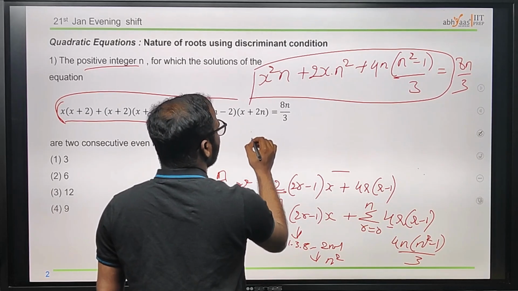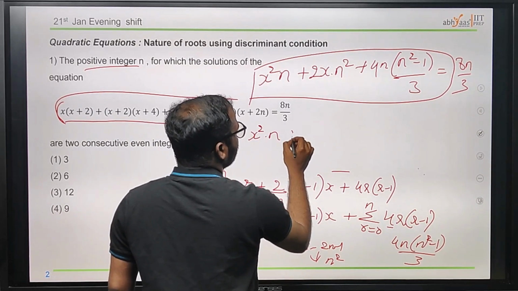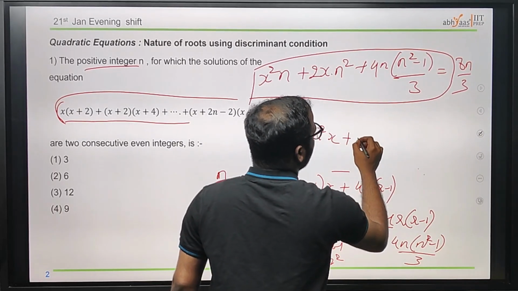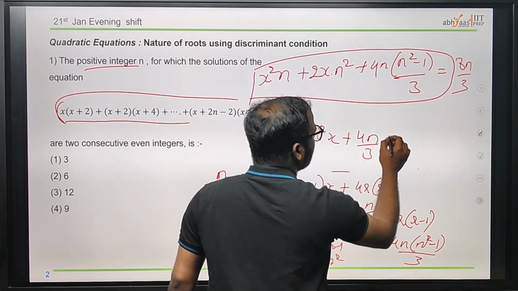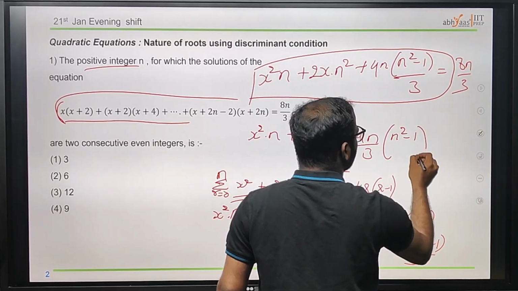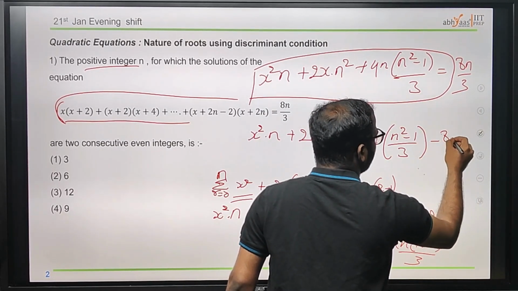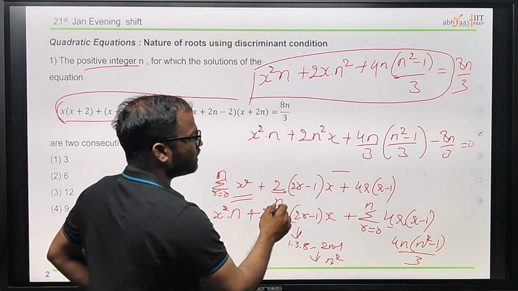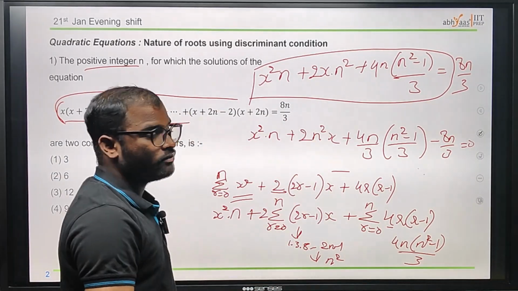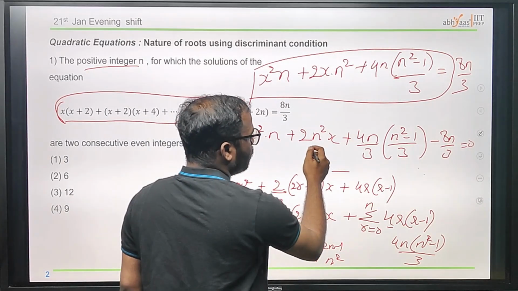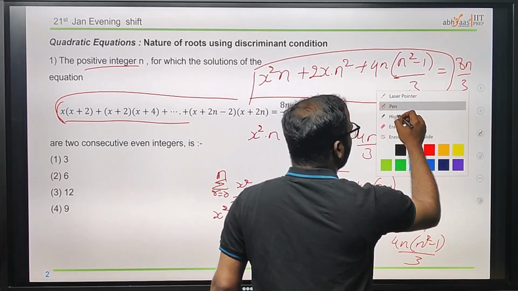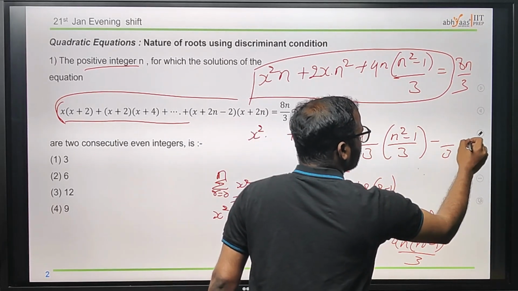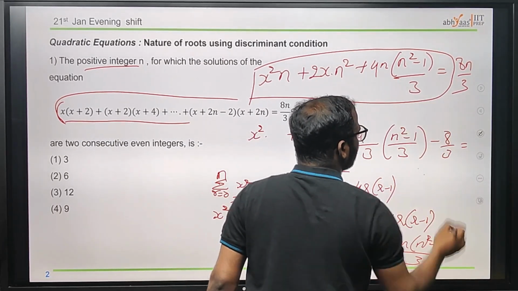Which is nothing but x square into n plus 2x, like 2n square x, plus 4n by 3 (n square minus 1) divided by 3 minus 8n by 3 is equal to 0. Okay, now from this we can just take n common here, and we can take that outside. Okay, just I'm taking the n here and here as well. Now we will have 8 by 3 here.